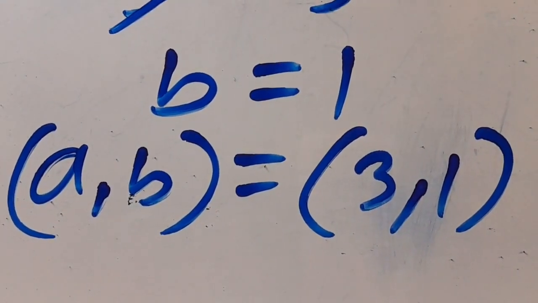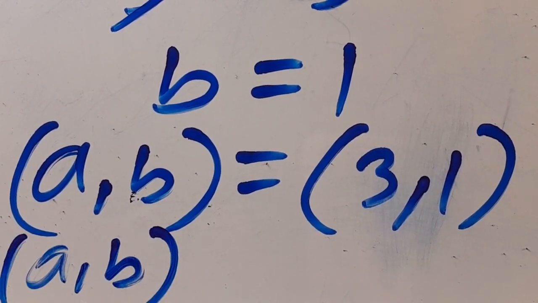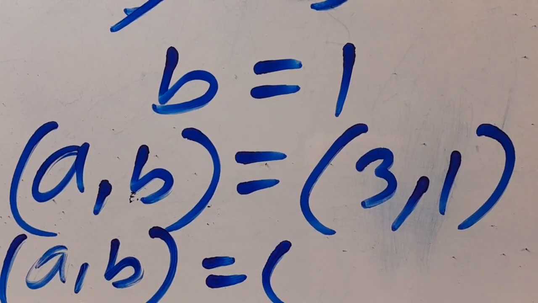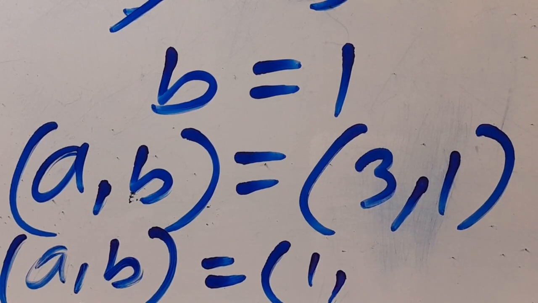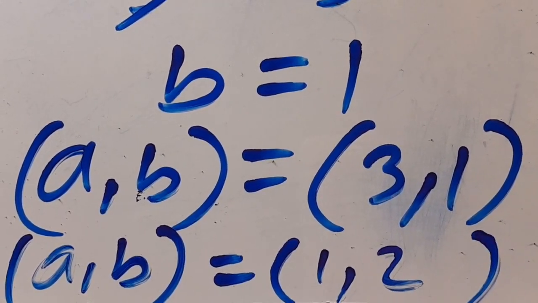So therefore, we can declare that for the positive integers, we have the first one to be a equals 1 and our b equals 2.